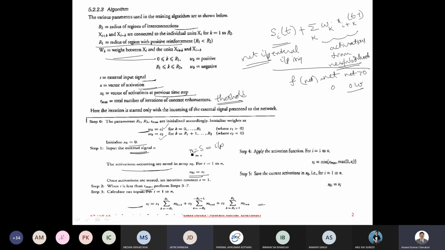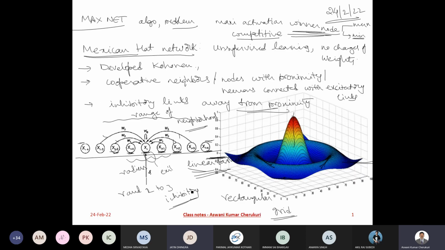So what happened is, if you look at the MaxNet, you have only one node that is getting influenced, whereas in this case it's not only the one node but also the neighborhood. When I say the neighborhood, the positive ones are with excitatory weights and the negative weights are inhibitory links. Till that radius, you are going to have the effect, and for the rest of the connections, you are going to have 0 as the values.